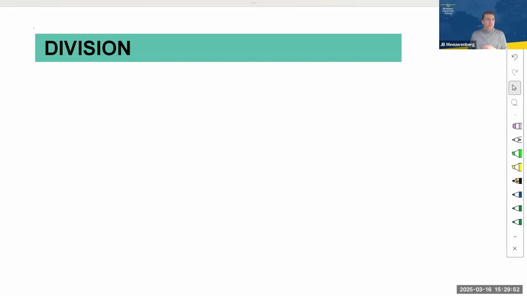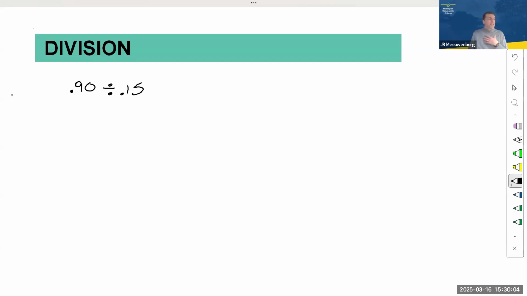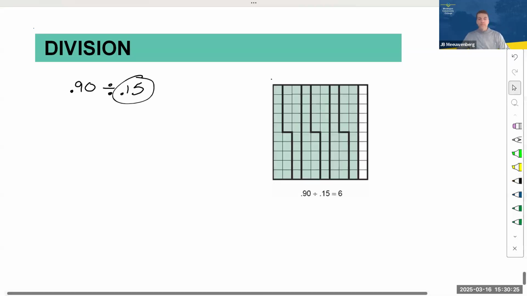And so if we start this conversation looking at this division problem, 0.90 divided by 0.15, what we're going to do is imagine taking this amount that we're dividing by, the divisor, and measuring it off of or subtracting it from the 0.90 and seeing how many times we can do that. But of course, I'm going to show it with an illustration. So here is what that might look like.